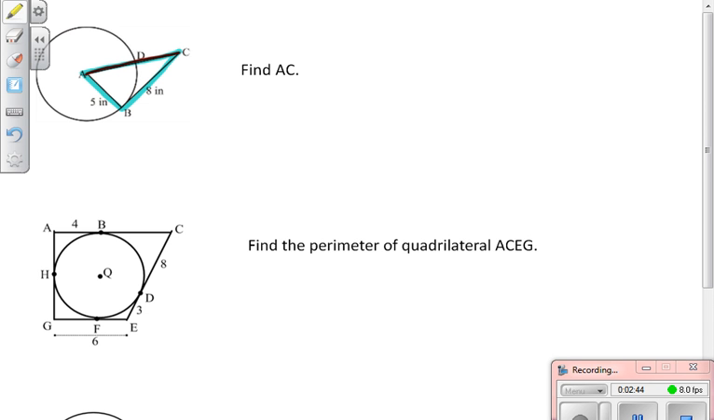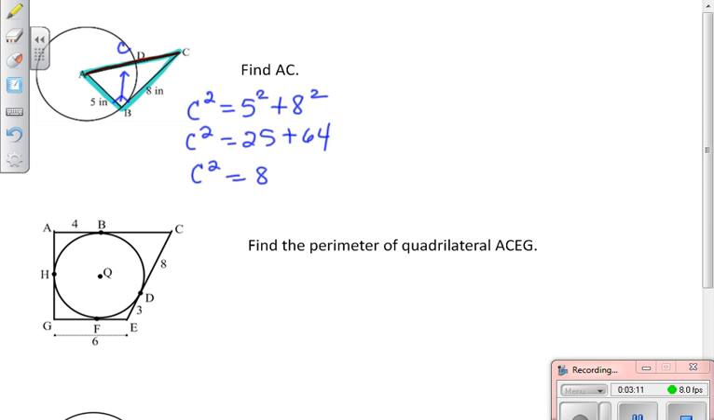is a triangle. More importantly, here is a radius with a tangent line, so that is a right triangle where this is my hypotenuse, and once I have a right triangle, I can write c squared is equal to 5 squared plus 8 squared, and I can solve for that missing side. So this means that c squared is equal to 25 plus 64, and so c squared is equal to 89. Take the square root of both sides. C is equal to the square root of 89, or approximately 9.4.